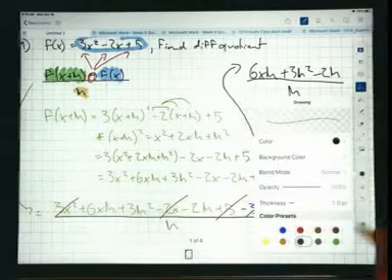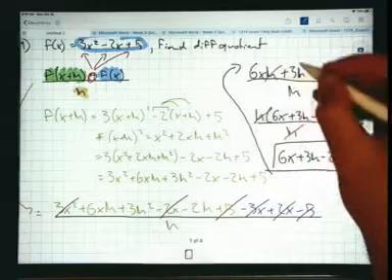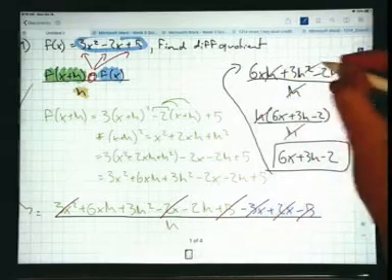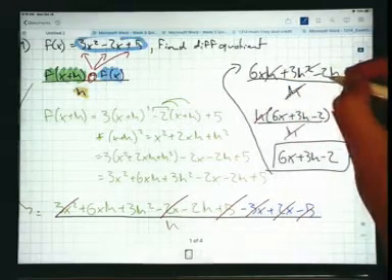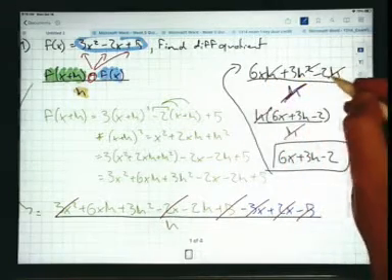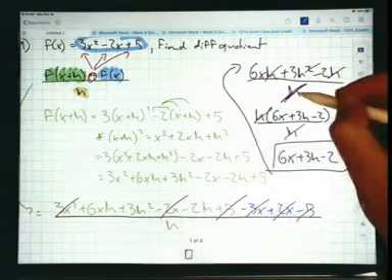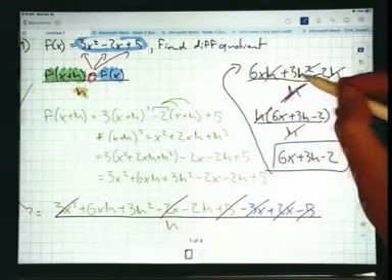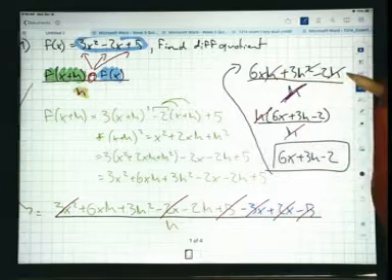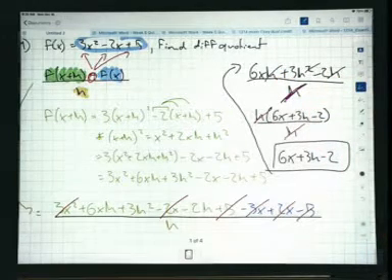Oftentimes, you might see someone do something like this. They'll say, okay, this h cancels out, that h cancels out, and that h cancels out there, leaving 6x plus 3h minus 2. Every single h up top will cancel out with the h down below. And that is problem number 9.